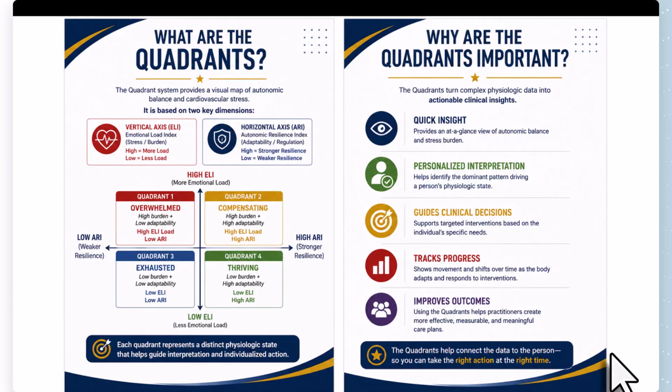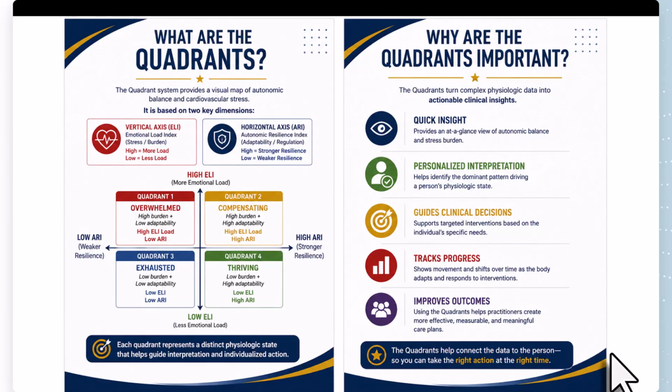So it's quick insight, providing an at-a-glance view of the autonomic balance and stress burden. Personalized interpretation helps identify the dominant pattern driving a person's physiological state. Guides clinical decisions, supports targeted intervention based on the individual's specific needs. Tracks progress. Shows movement and shifts over time as the body adapts and responds to intervention. So like I said, maybe they're in quadrant 1, but we want to get them into quadrant 4. That would be a good thing to do, right?